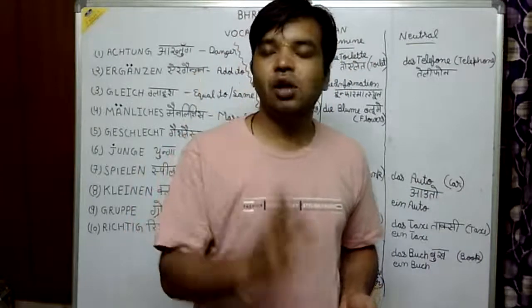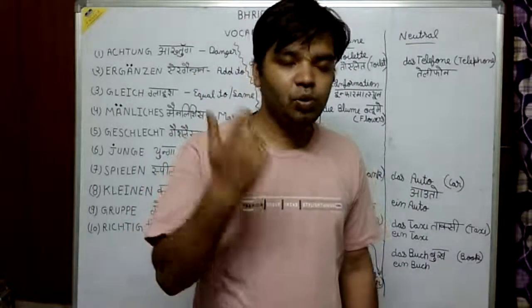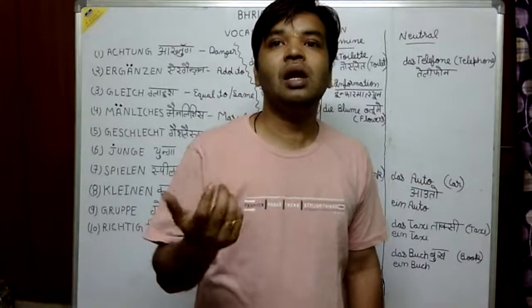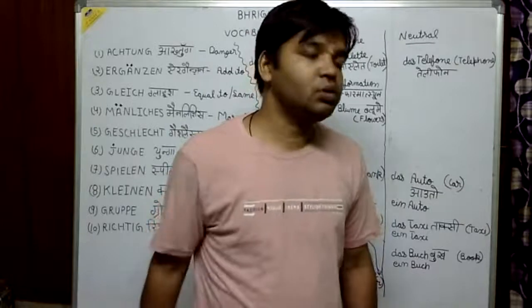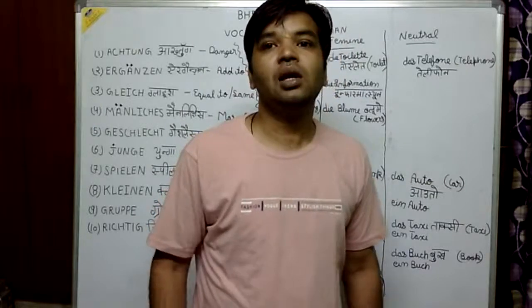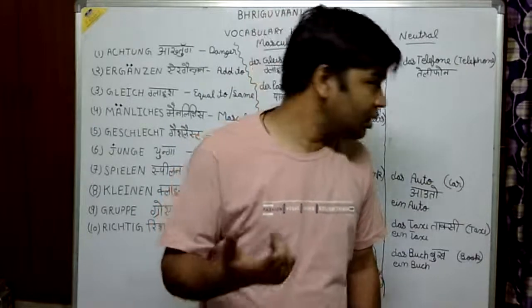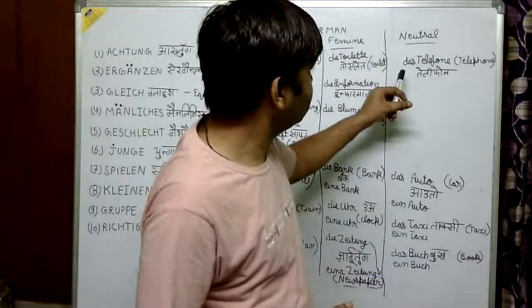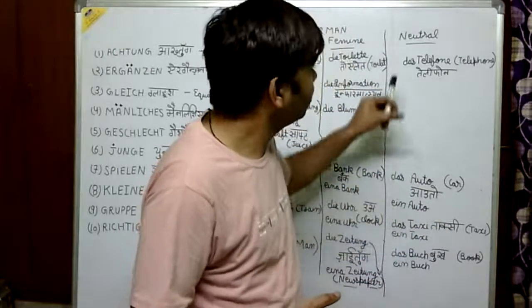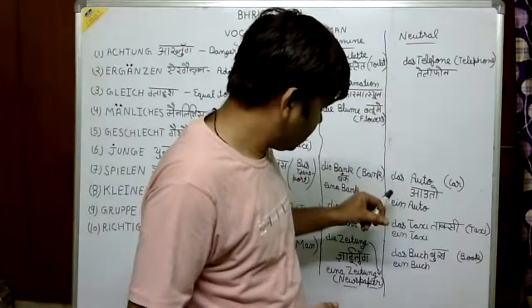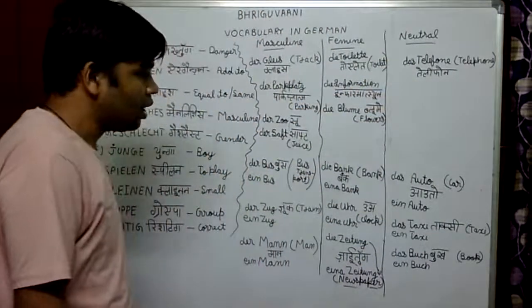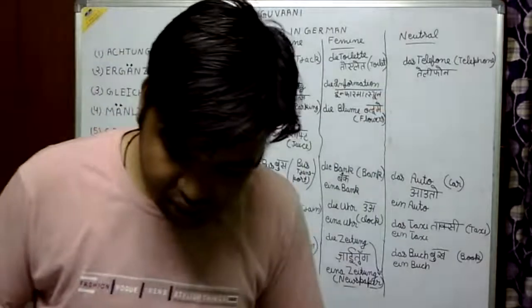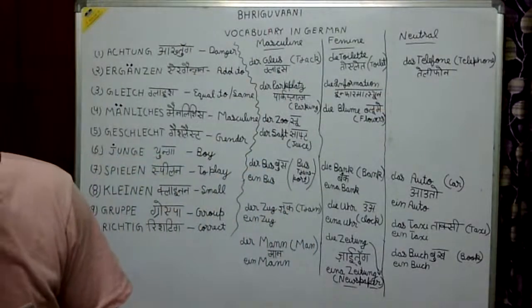Sorry, I was wrong here. In the case of plural, definite plural nouns, we say die. I was wrong. We say das in the case of neutral definites. Okay. So we look towards it as we go.